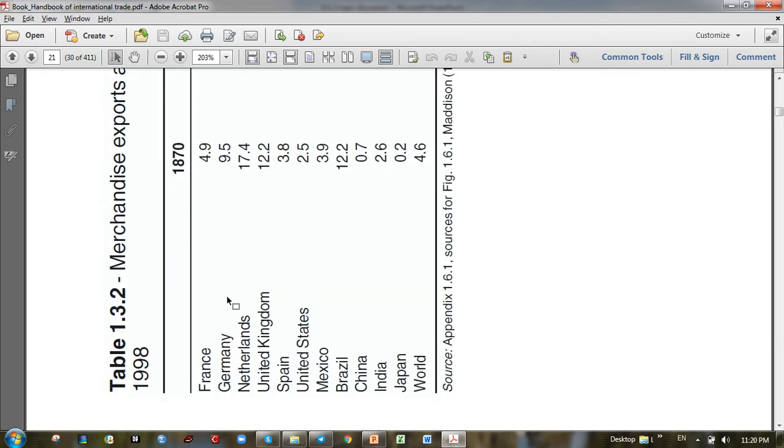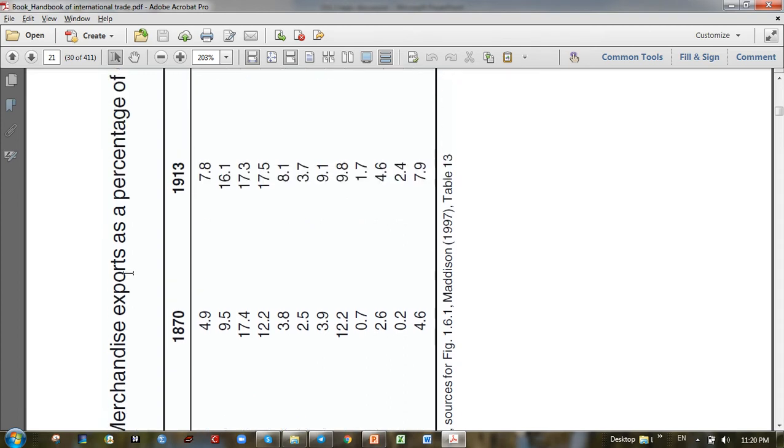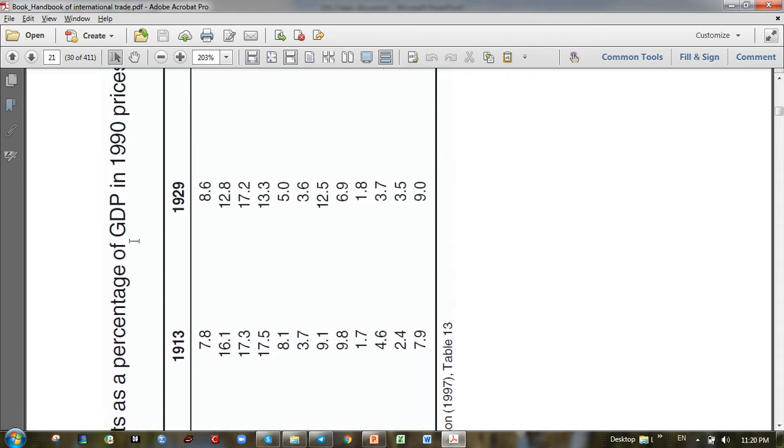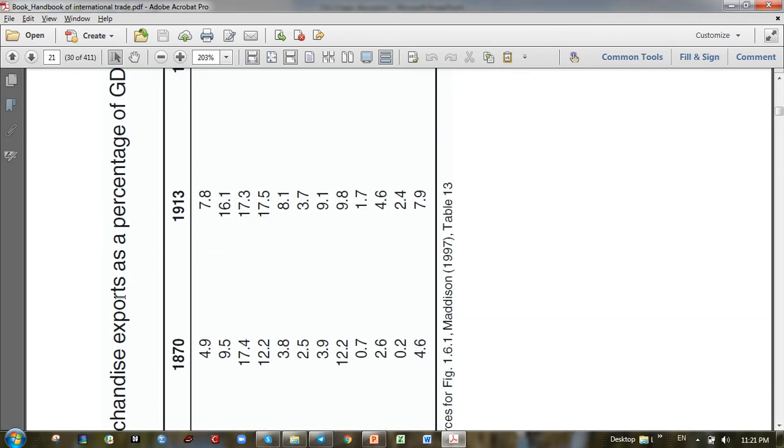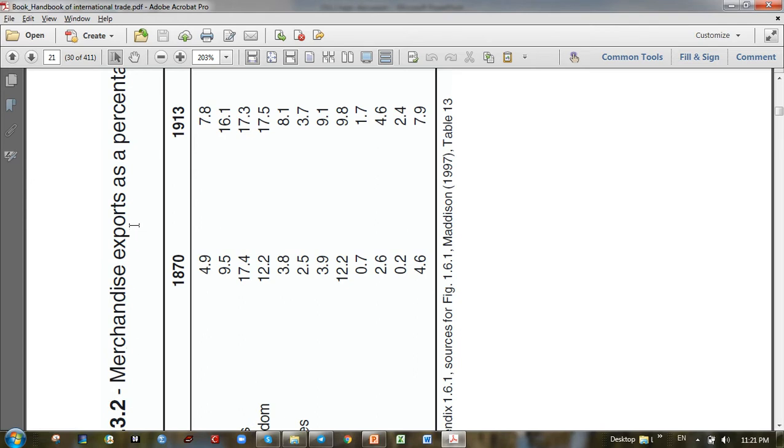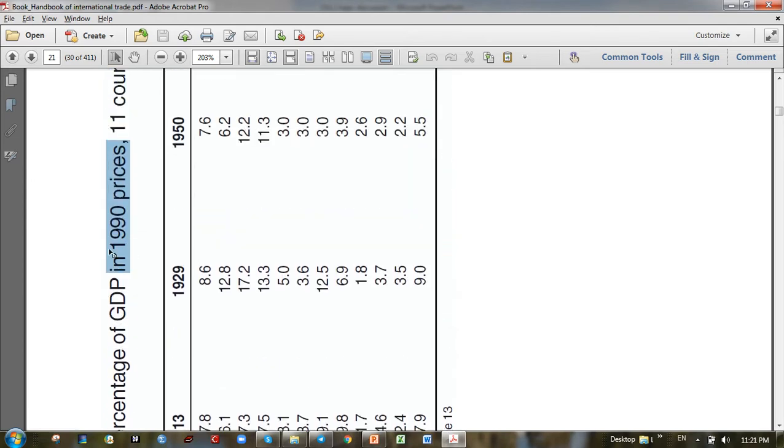Next table is merchandise export as a percentage of GDP. GDP here should be at 1990s prices. If you already took principles of economics or some economics courses, they talk about how to calculate GDP, especially real GDP. So you need to look at the price, especially the base year's price. So in this case, merchandise export as a percentage of GDP uses 1990s prices to compute.